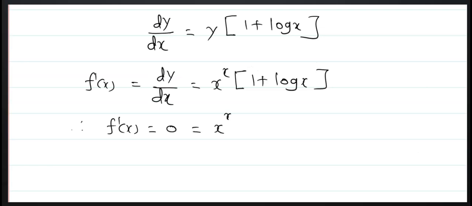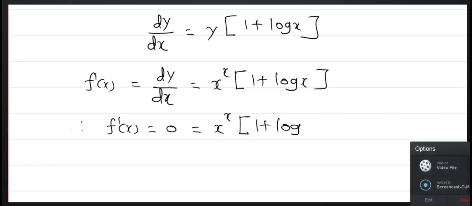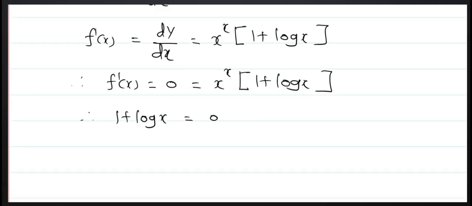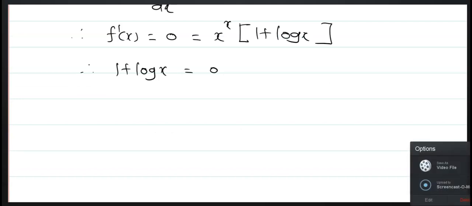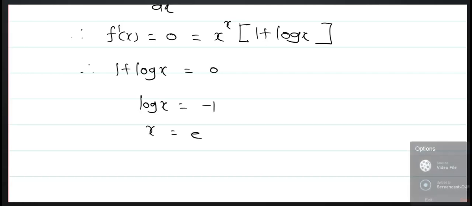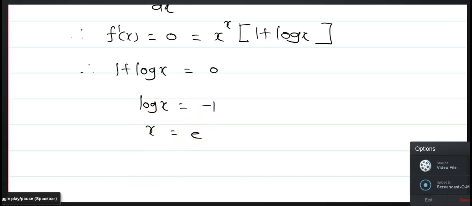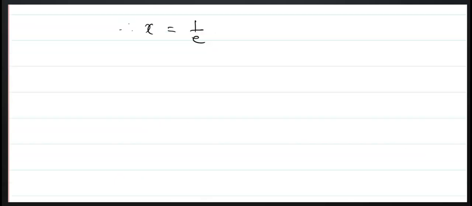Now, f dash of x is equal to 0 for the first derivative test. x raised to x, in bracket 1 plus log of x, is equal to 0. It means that x raised to x is not equal to 0, so 1 plus log of x is equal to 0. Then what is the value of x? That is, log of x is equal to minus 1. This is the logarithmic form. We can convert it into the exponential and it becomes x is equal to e raised to minus 1. That is, x is equal to 1 upon e.